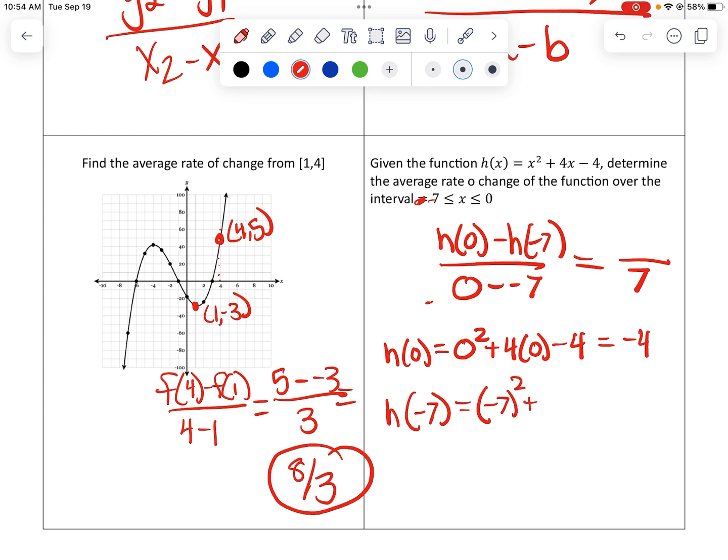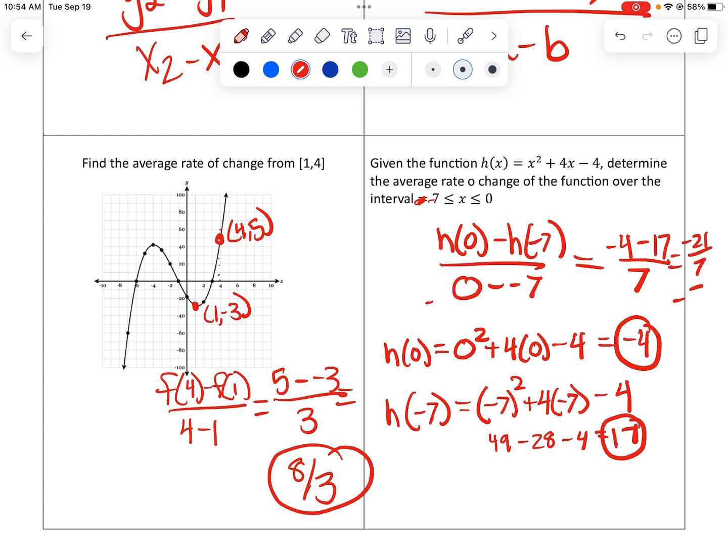-7 squared, plus 4 times -7, minus 4. Now that is, let's see, 49 minus 28 minus 4. So we have 17. So h of 0 is -4 minus h of -7, which is 17. So we have -21 over 7 or -3.